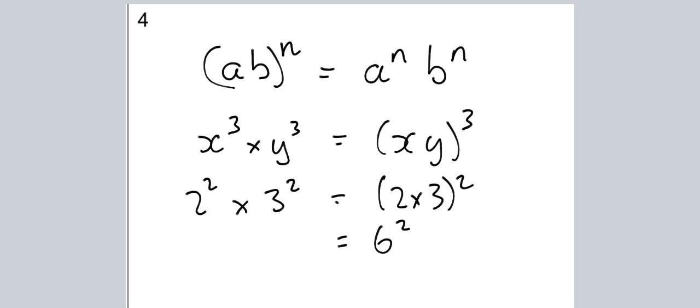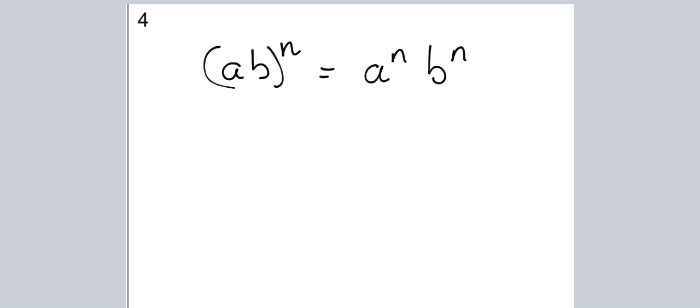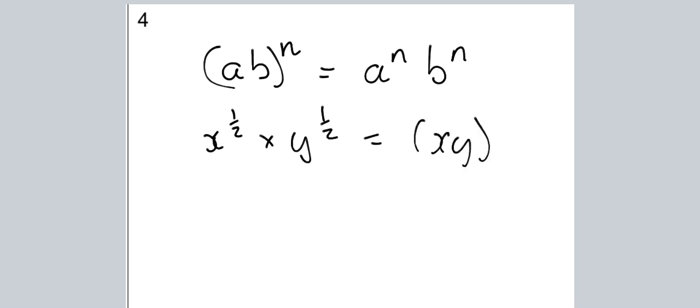Good so far? Well, my point is, the reason why I'm going through this first is that I could use the same logic with a fraction index. So if I went x to the power of 1/2 multiplied by y to the power of 1/2, that's just xy to the power of 1/2. Happy with that?